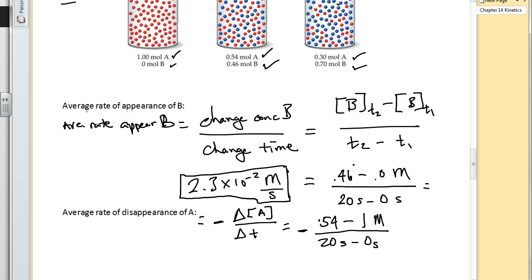And remember, this is going to be a negative value. So when I do the math here, 0.54 minus 1, it's going to give me a negative value. But then because we're losing it, it's a negative sign out front as well. And so the answer is going to come out positive, 2.3 times 10 to the negative second molarity per second. And rates are always given as a positive value, even though we know we're losing A. We're losing our reactant, and we're gaining our product. Now, there's our answer for the average rate of disappearance of A, and we've got our answer for the average rate of appearance of B.